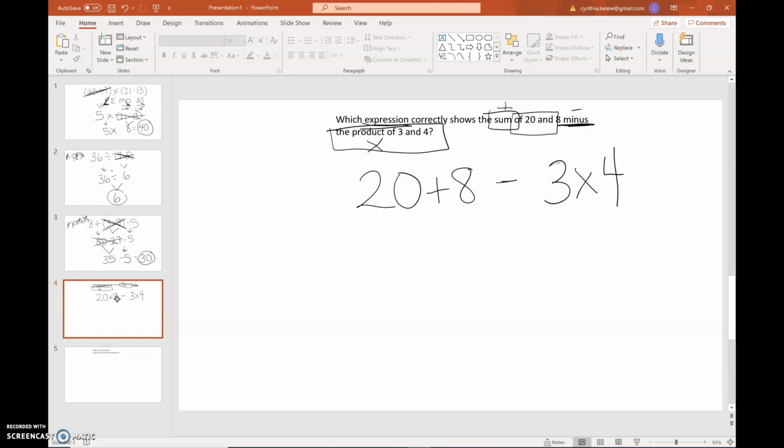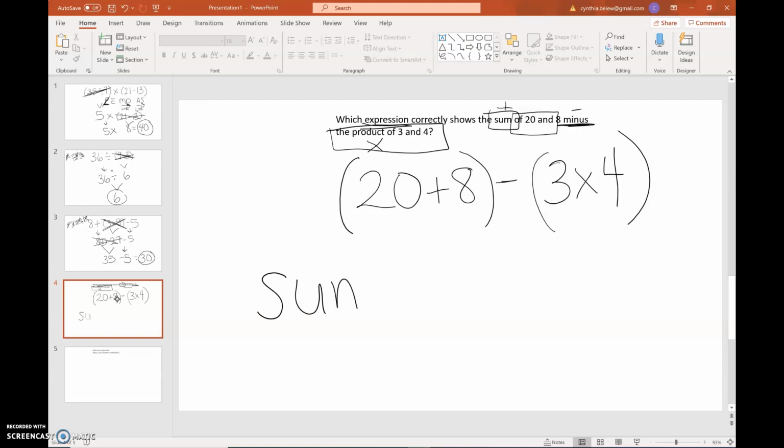Now I can't leave it like that. I have to put both sides in parentheses. So this gets parentheses, and this gets parentheses. Again, they're just writing down the expression so they don't have to solve it. They do need to be looking for those key words.